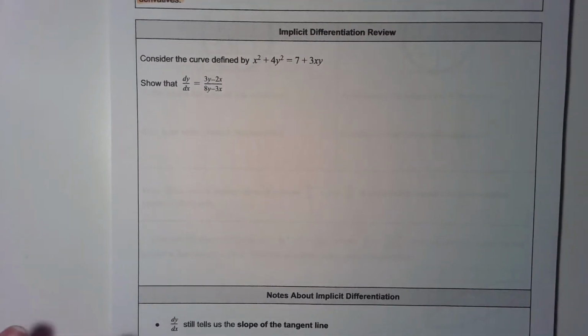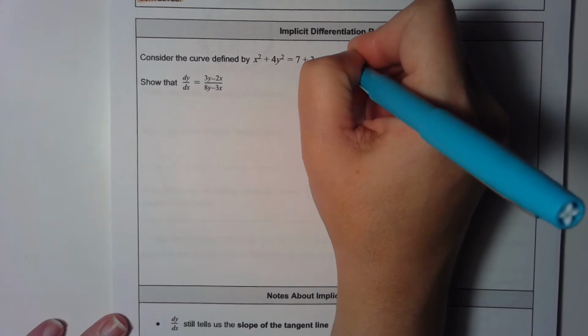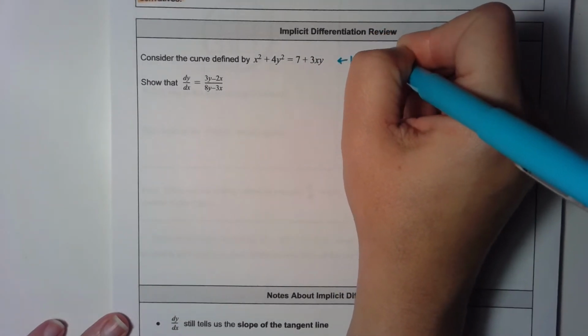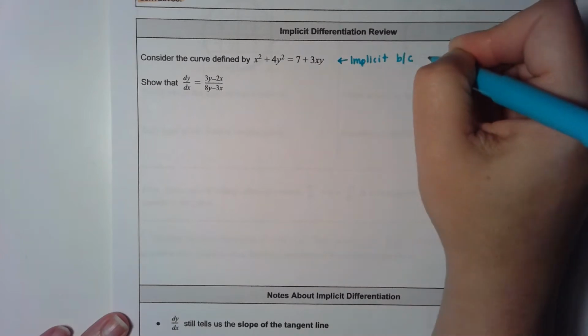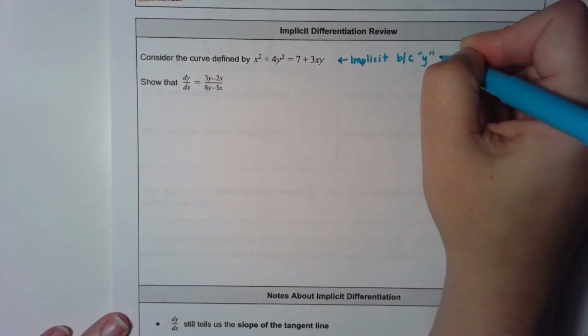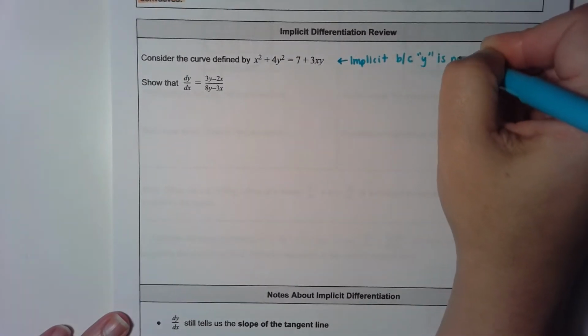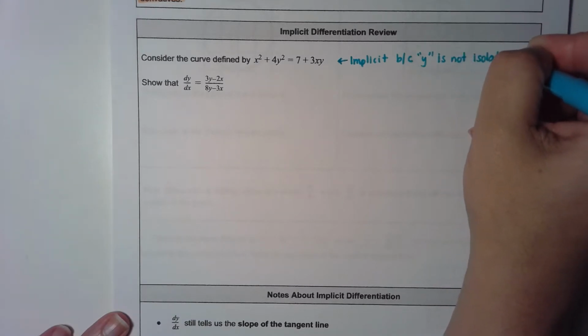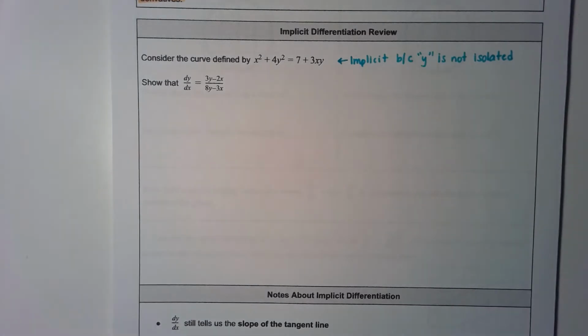As a reminder, this is what's called an implicitly defined function, and we know that it's implicit because y is not isolated. One of the things we are often asked to do when we have an implicitly defined function is we are asked to find the first derivative.